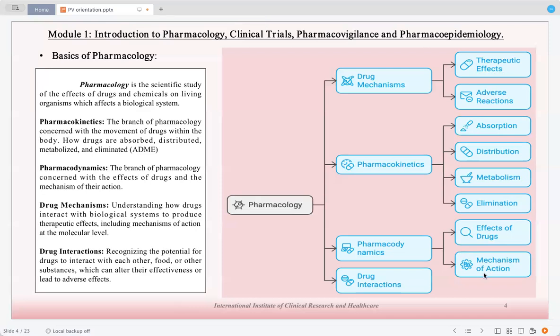The drug mechanism means how the drug reacts inside the body, how it combines with the receptor and produces the desired pharmacological effect. That is drug mechanism. This is drug interaction. Recognizing the potential for drugs to interact with each other, that is the drug-drug interaction. Then there is drug-food interaction, where drugs interact with food, beverages, supplements, and other substances. These interactions alter their effectiveness and lead to adverse effects.